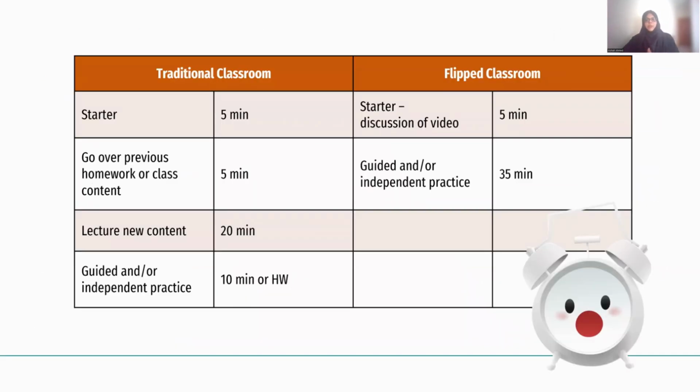And to further drive the point home, here is an exemplar of the time breakup in each type of class. In a traditional classroom, we get, say, 10 minutes of time for guided practice, or probably it goes back home, as compared to a flipped classroom, wherein you can actually spend the entire 35 minutes guiding and helping the students understand the topic better by applying it, by analyzing it, and going higher up Bloom's taxonomy.